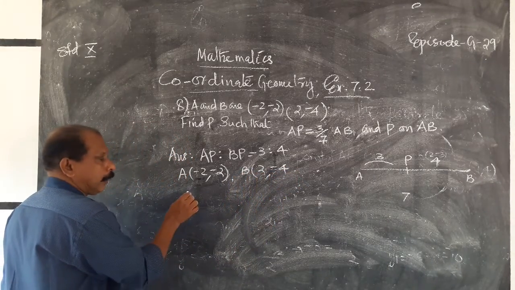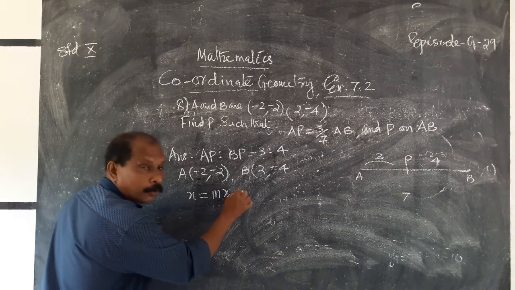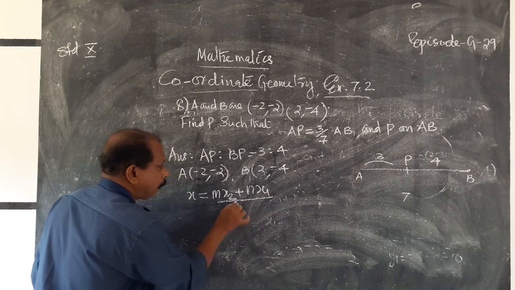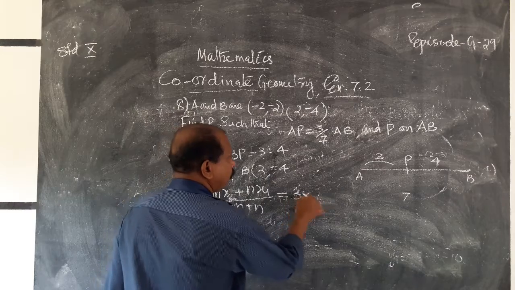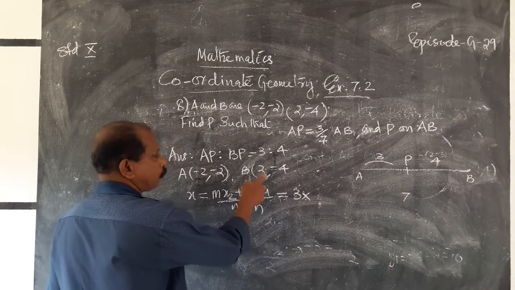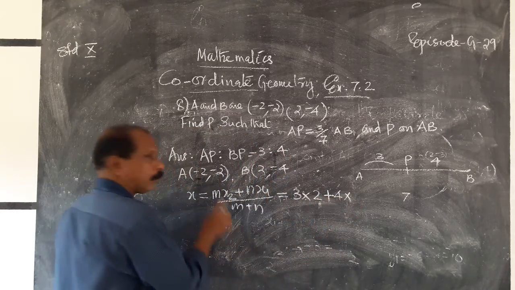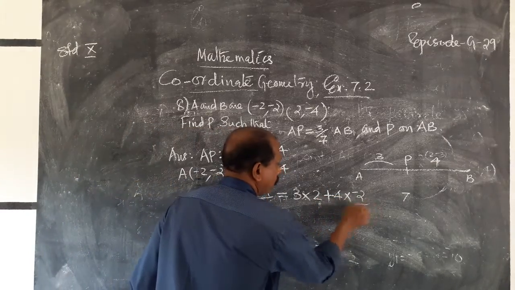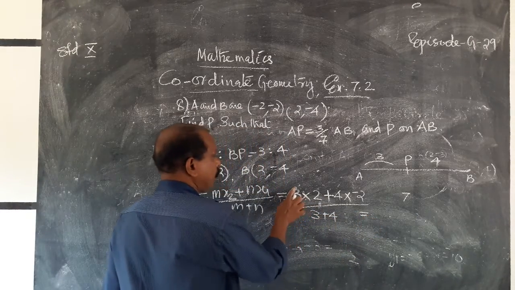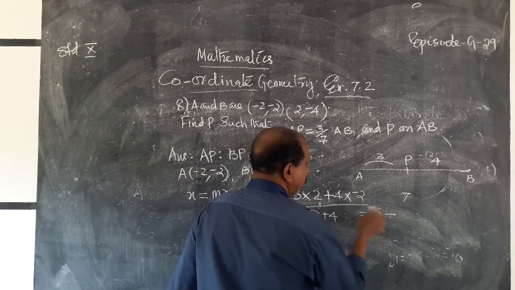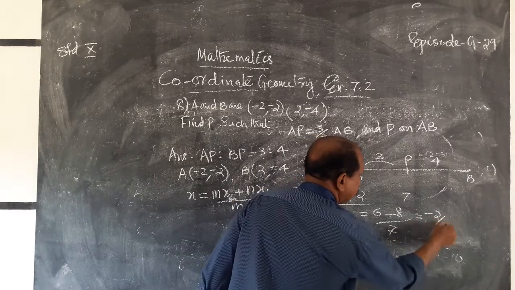Then what is the x coordinate? x is equal to, what is the section formula? (m x2 plus n x1) by (m plus n). That is equal to m, which is 3, into x2, that is 2, plus n, which is 4, into x1, that is minus 2, by m plus n, 3 plus 4. That's 3 into 2, 6, minus 4 into 2, 8, by 7. 6 minus 8 is minus 2 by 7.